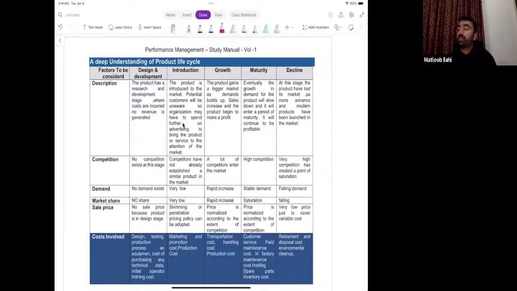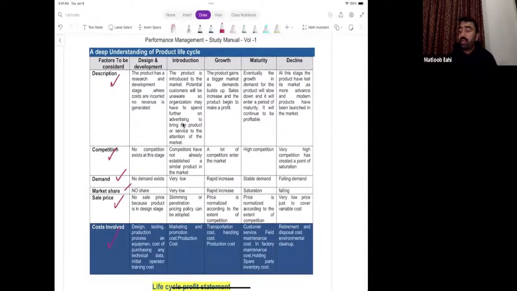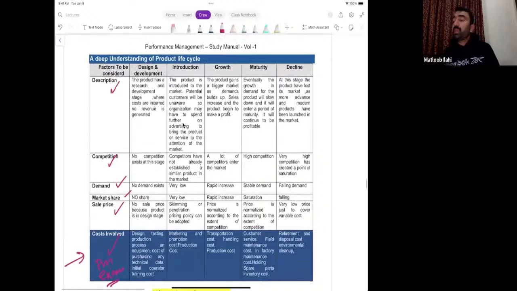So factors to be considered: description, competition, demand, market share, sale price, and then cost involved. Okay, cost involved. And this one is tested by the performance management exam. It would test this one because this is part of the syllabus requirement as well. Okay, so first of all, description of each stage: design and development, introduction, growth, maturity, and decline.